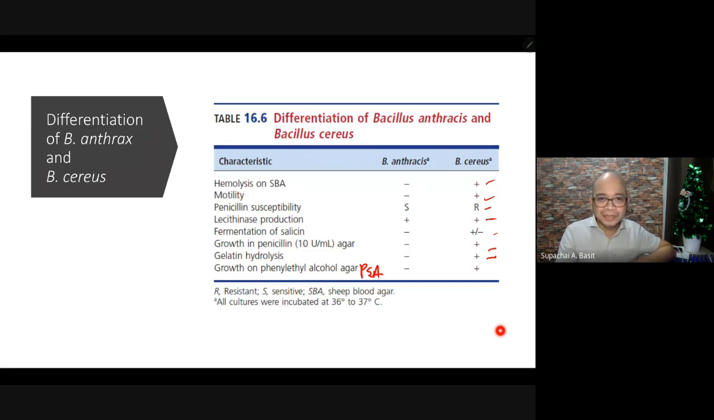So the medium that we are using for Bacillus anthracis, sometimes PLET, and for Bacillus cereus, we are using the flat medium.